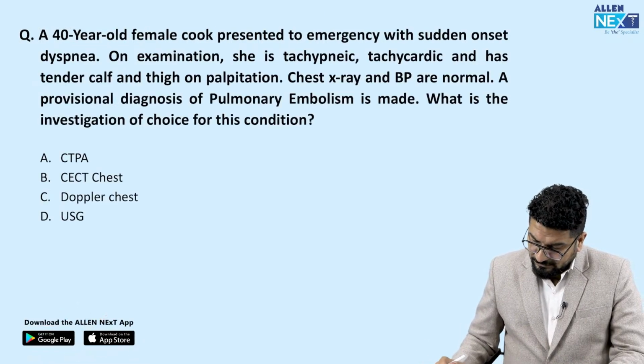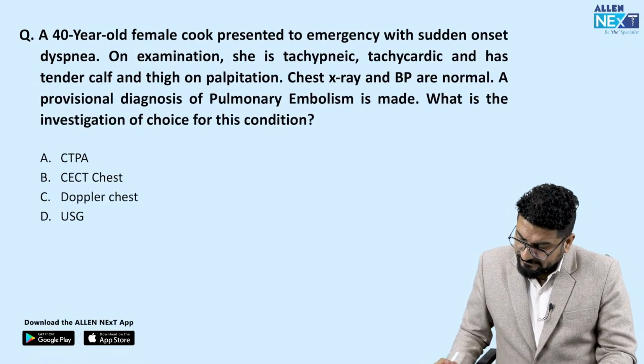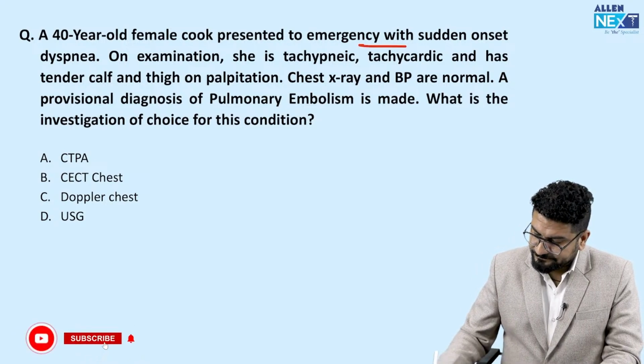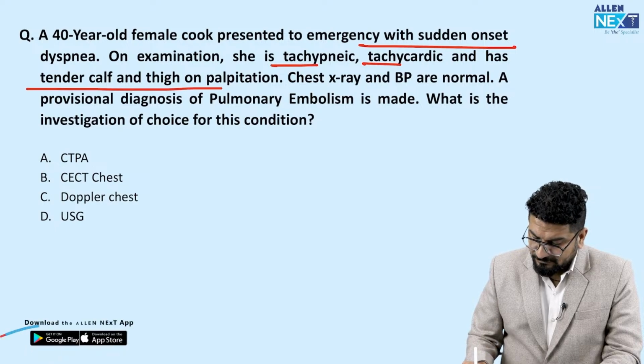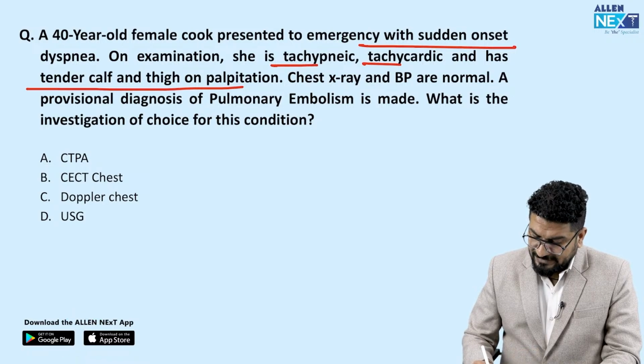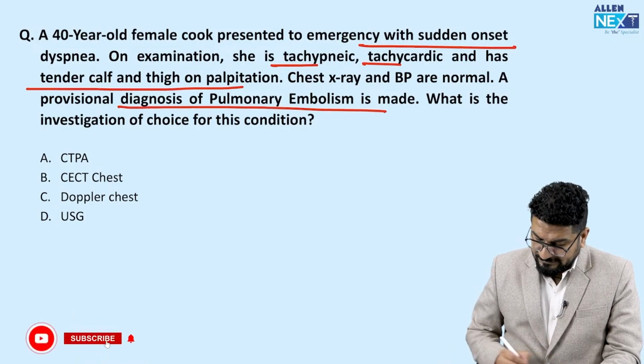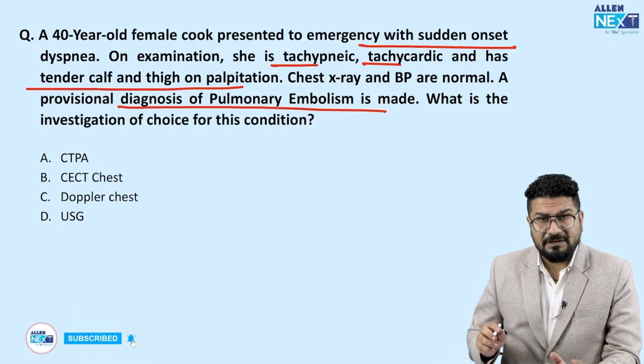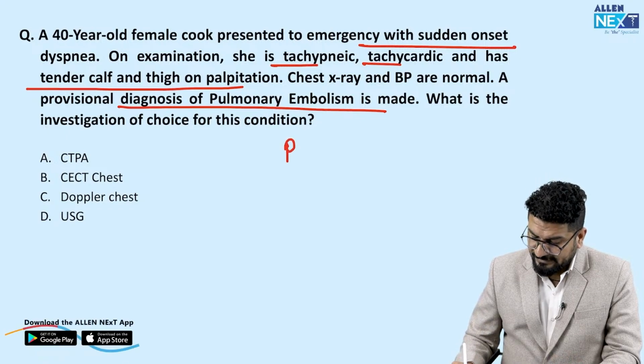A 40-year-old female cook presents to the emergency department with sudden onset dyspnea. She is tachycardic and has a tender calf and thigh on palpation. Chest X-ray and BP are normal. A provisional diagnosis of pulmonary embolism is made. So you can see there is tenderness in the calf or thigh on palpation. So it could be a case of pulmonary embolism.